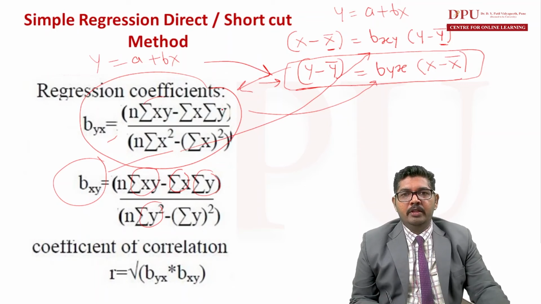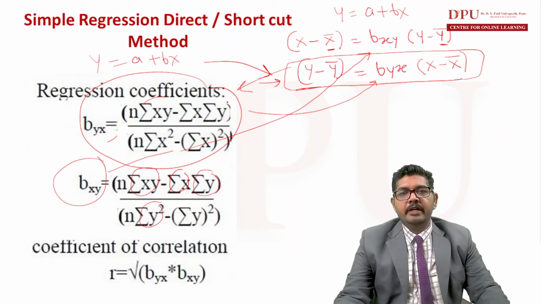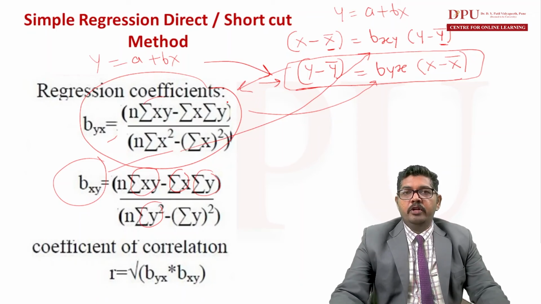So this is the direct method. By putting these values directly, you can get the regression equation of y on x. Once you get the regression equation of y on x, you can manipulate the values of x to get different values of y, because x is the independent variable whose values can be manipulated to get the corresponding values of y.